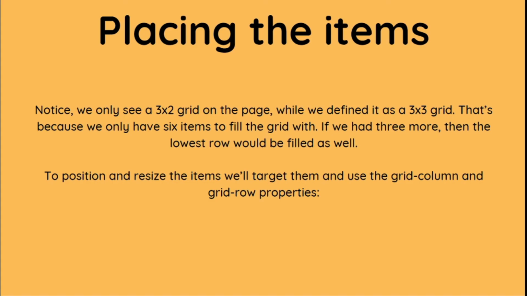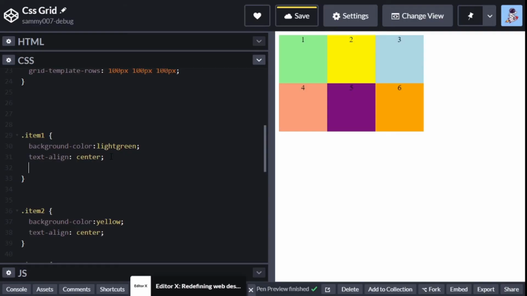And I hope you notice that we only see a 3x2 grid on the page. While we defined it as a 3x3 grid, that's because we only have 6 items to fill the grid with. If we had 3 more, then the lowest row would be filled as well. To position and resize the items, we'll target them and use the grid-column and the grid-row properties.